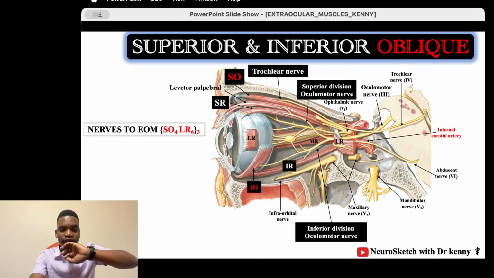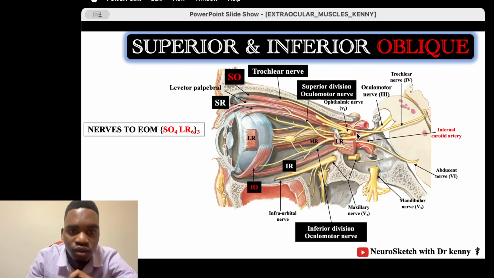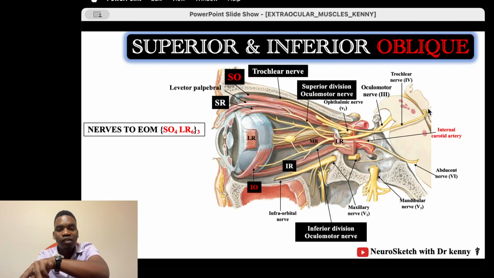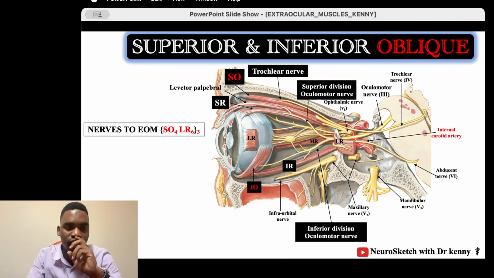So what are the nerves that supply these two muscles? Of course, we have already seen that the superior oblique muscle will be innervated by cranial nerve number 4, the trochlear nerve, which comes from the posterior aspect of the midbrain, the only nerve to exit from the posterior aspect, and then it goes to supply only one muscle, and that's the superior oblique muscle. And then what about the inferior oblique? The inferior oblique receives innervation from the inferior division of the oculomotor nerve, which is cranial nerve number 3.